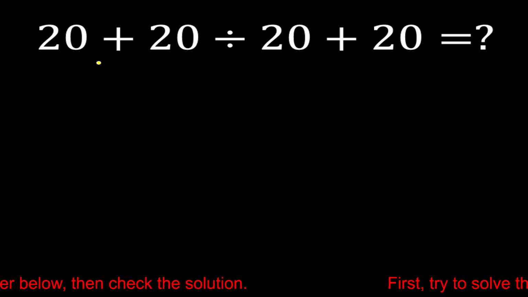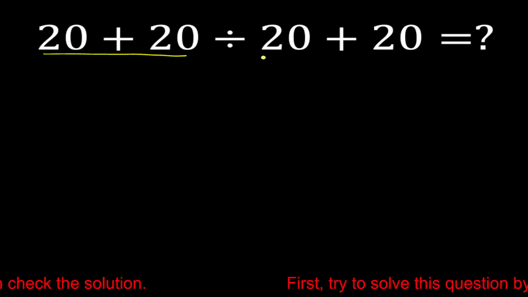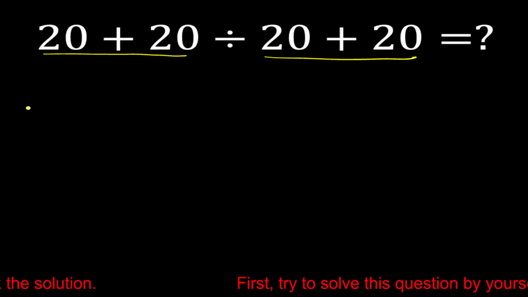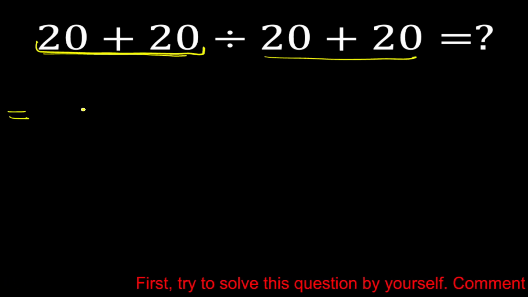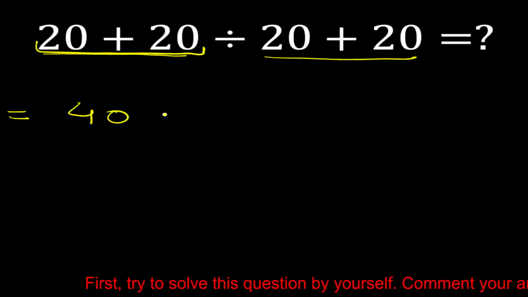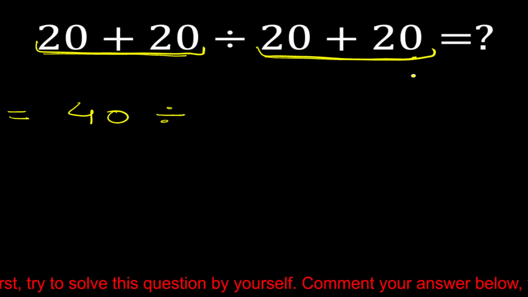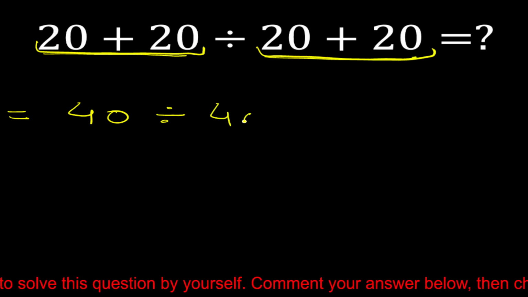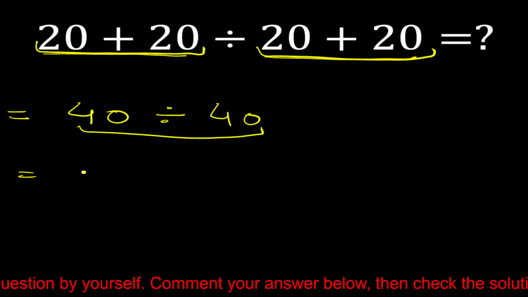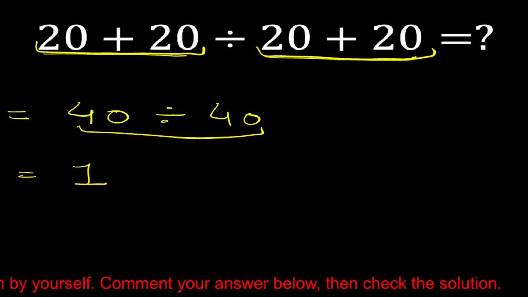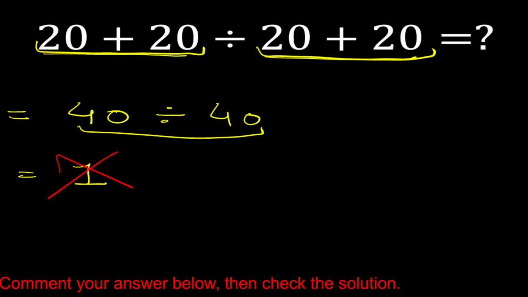So here we have a question: 20 plus 20 divided by 20 plus 20. Most people solve this question like 20 plus 20 is equal to 40. Then divided by 20 plus 20 is equal to 40. Now 40 divided by 40 is equal to 1. But this answer is not correct. This answer is completely wrong.